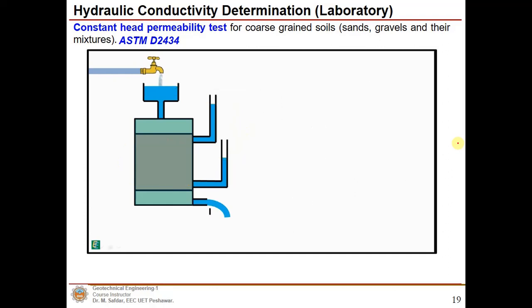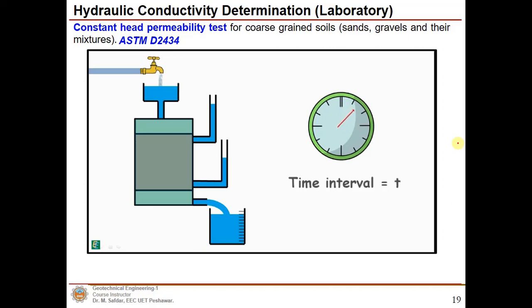We place a graduated jar at the outlet to collect the water coming out of the sample, and a stopwatch is started. We collect the water in the jar for a fixed time interval T and note down the amount of water collected as capital Q.